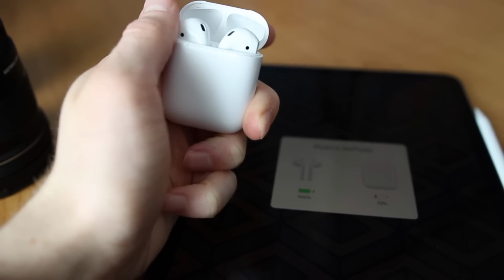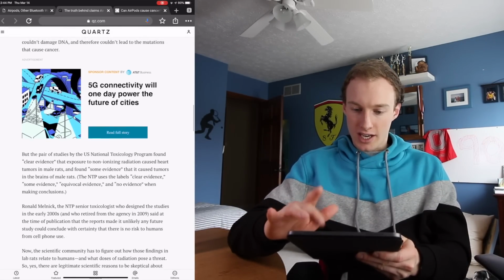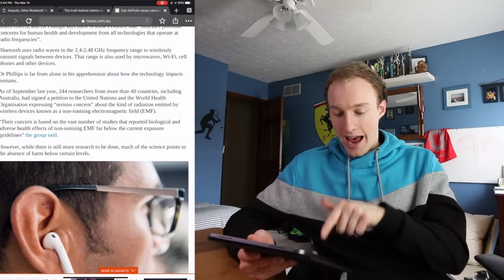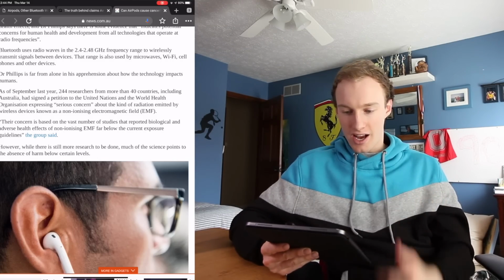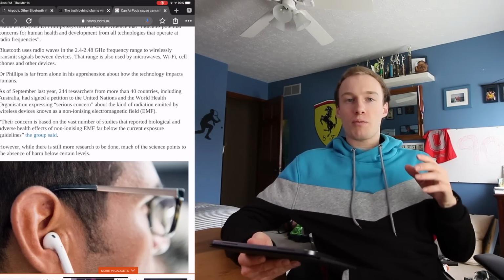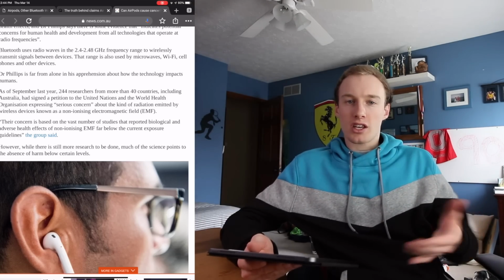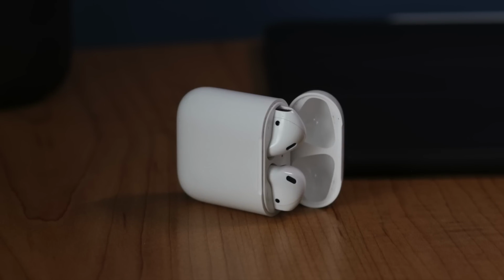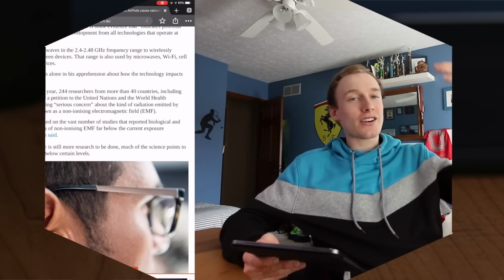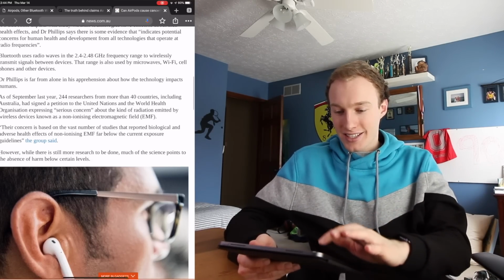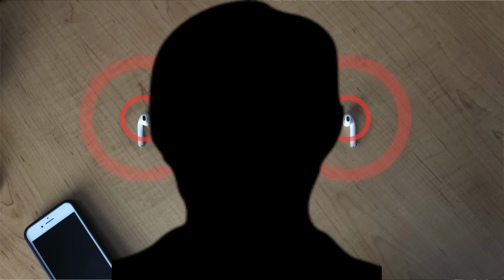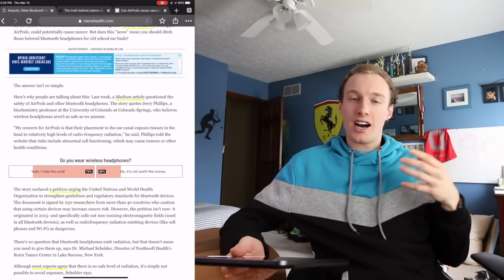So really, you do have to be careful with it, because prolonged exposure, like this other article talks about, will probably harm you. But it says much of the science points to the absence of harm below certain levels, according to this Australian news outlet. So basically, you're safe if you wear them casually, listening to music here and there during the day, using them for calls or something. But if you're wearing them 24/7 or too much, you're at a higher risk of developing brain cancer or tumors, because like he says, the high levels of radio frequency radiation are right in your ear canal, which is right near your head and brain and blood.